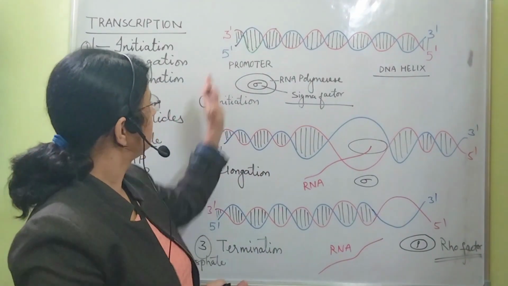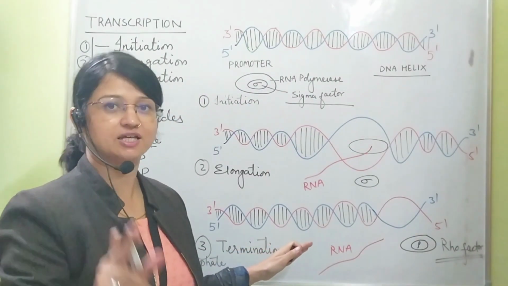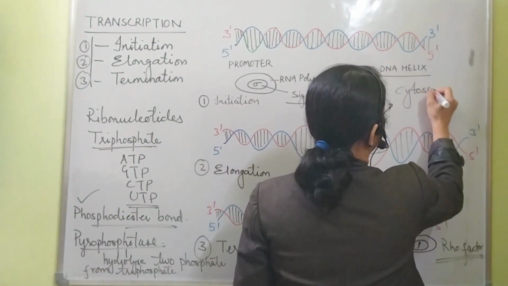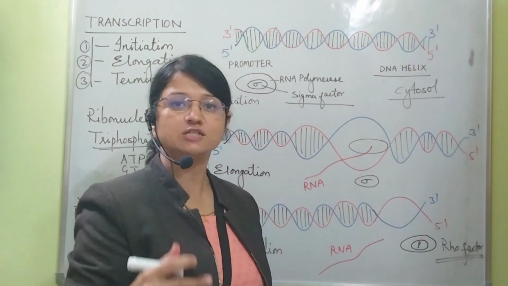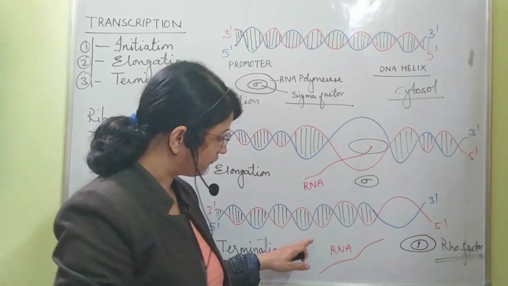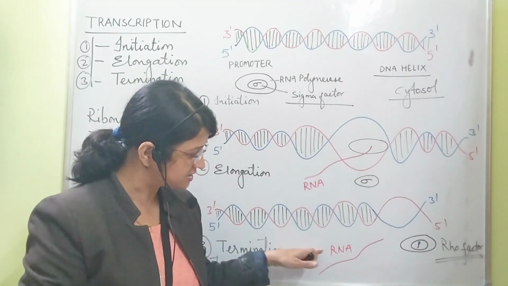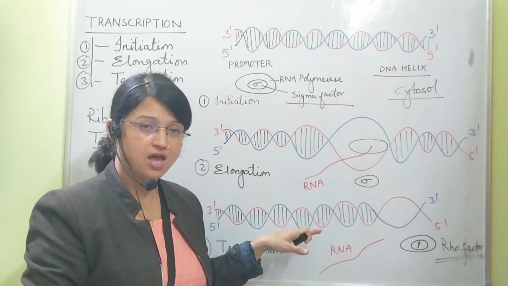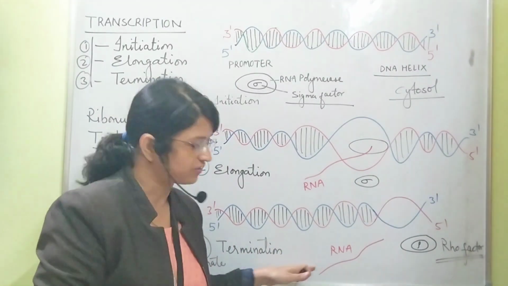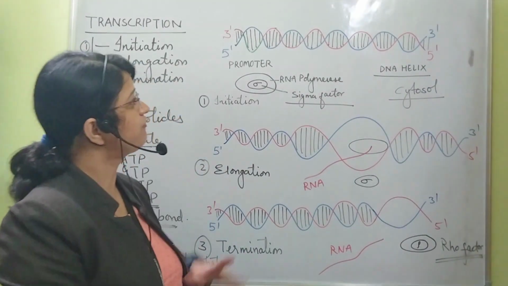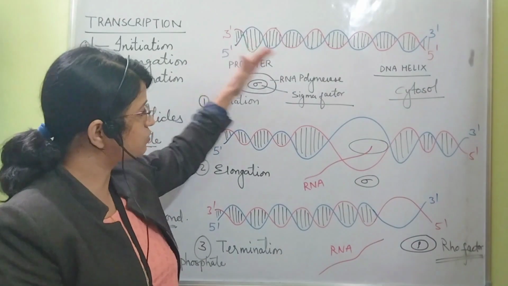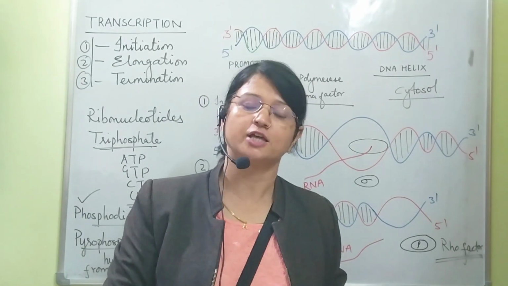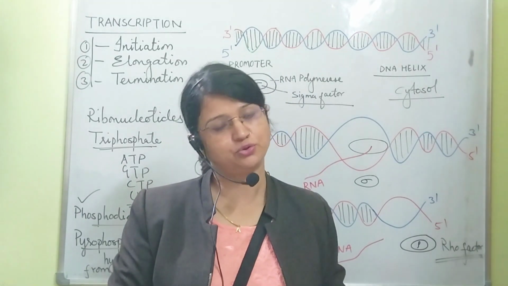One thing you have to remember, the whole process of transcription in the case of prokaryotes takes place in the cytosol. But in eukaryotes, it takes place inside the nucleus. One more important thing, while the RNA is being formed in the cytosol, at the same time the process of translation also starts in the case of prokaryotes. Clear? So this was all about transcription in prokaryotes, and now we will discuss the process of transcription in eukaryotes.